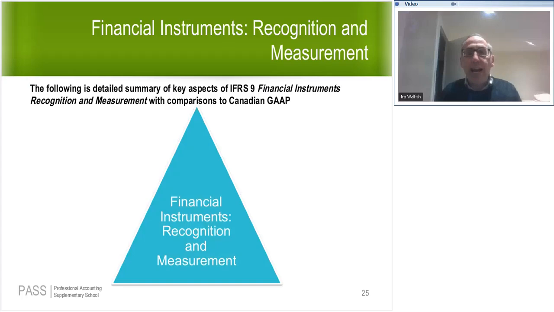What I'd like to talk about now is recognition and measurement of financial instruments. What I'm going to be providing for you is a summary of the key aspects of IFRS 9, and I will be comparing the rules for recognition and measurement under IFRS 9 with Canadian GAAP. By Canadian GAAP, I mean ASPE, Section 3856.